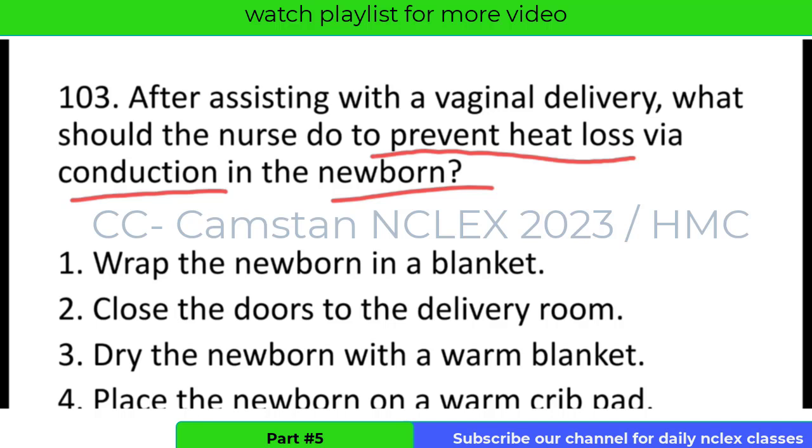Here the first option is wrap the newborn in a blanket. If we talk about option first, there is a need to wrap the newborn in a warm blanket. If wrapped in a cold blanket, it does not help to prevent the heat loss. So this is a wrong option, because there is a need to wrap the infant in a warm blanket. And the second option is close the doors to the delivery room. This method does not prevent the heat loss that occurs by the conduction method. So this is also an incorrect option.